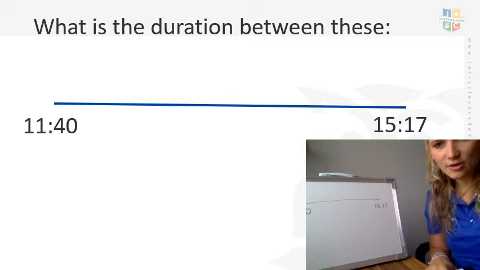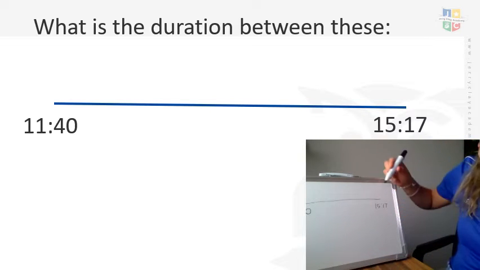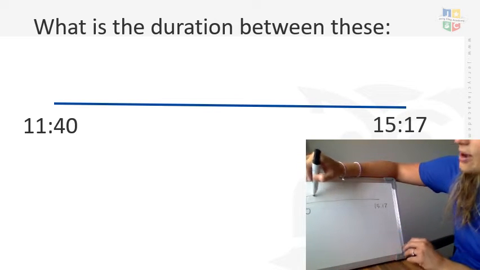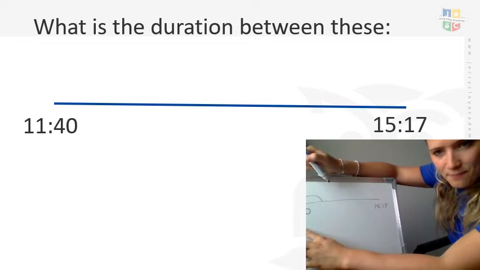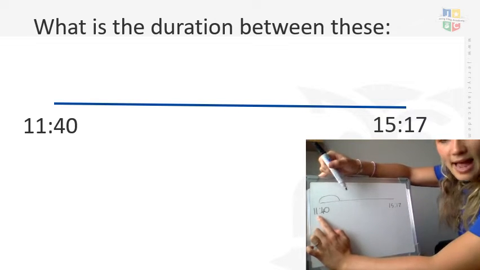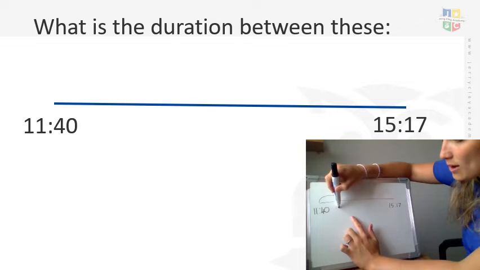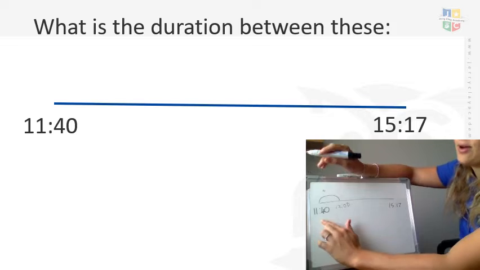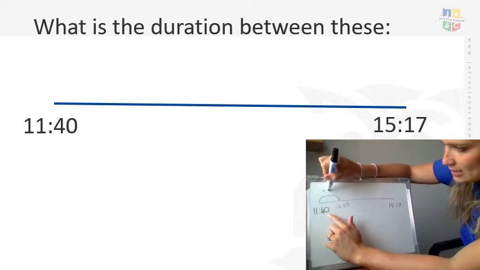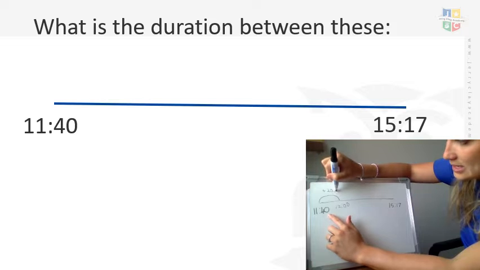Then I now need to jump. I'm remembering I've already jumped to the next 10, so I'm going to jump to the next hour. So I need to look at my hour. I've got 11 as my hour, so my next hour is going to be 12. So I'm going to write 12 there. And I want to know how many minutes. If there's 60 minutes in an hour, and I've done 40 already, there'll be 20 minutes left. So I'm going to write 20 mins.